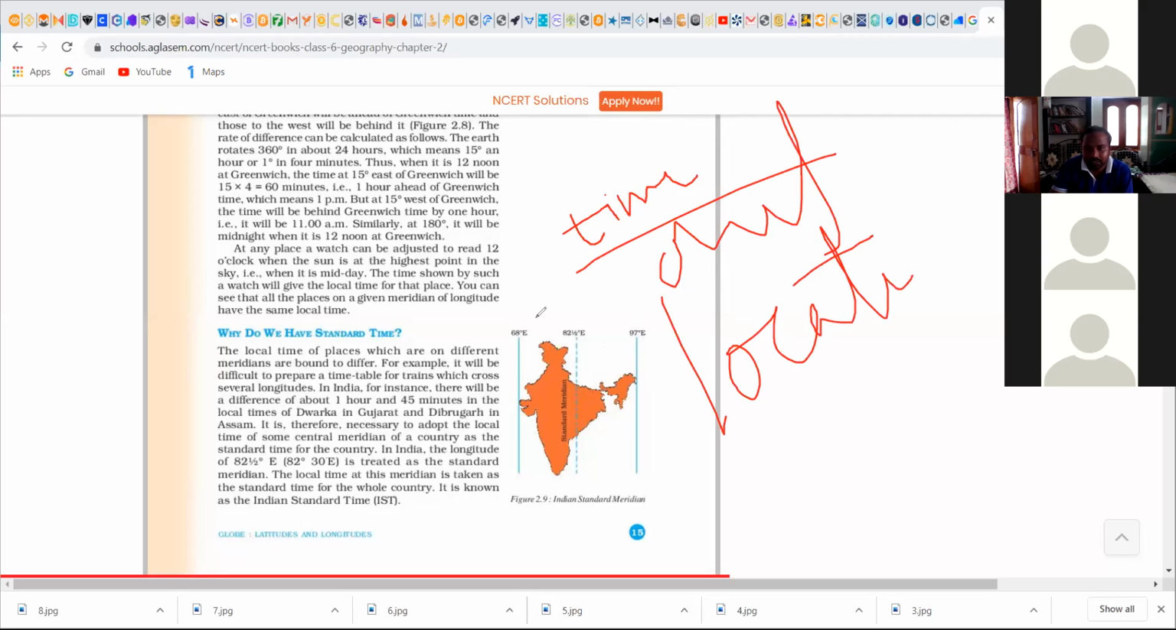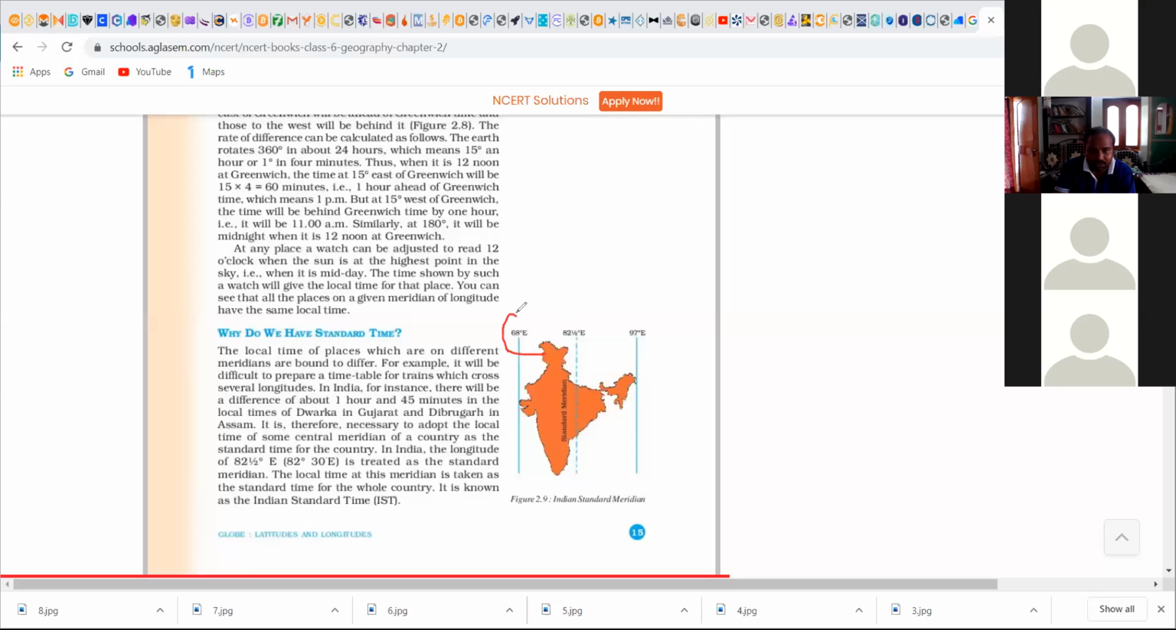See here, in India, two longitudes are passing. One is here, about 68 degrees east longitude, present in the west side of India in Gujarat. Next, 97 degrees east longitude is present in Arunachal Pradesh. In between these two longitudes, India is passing.